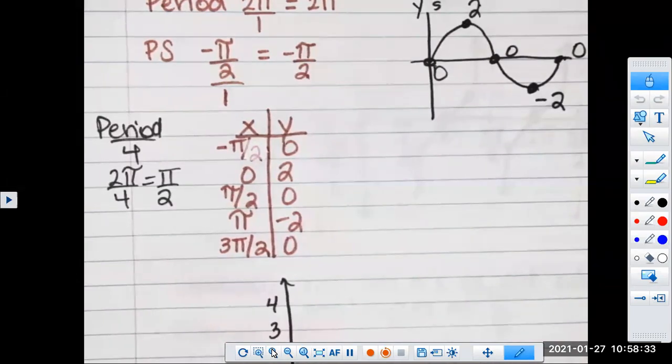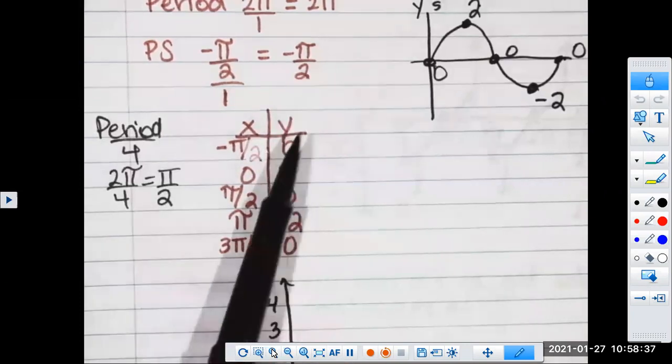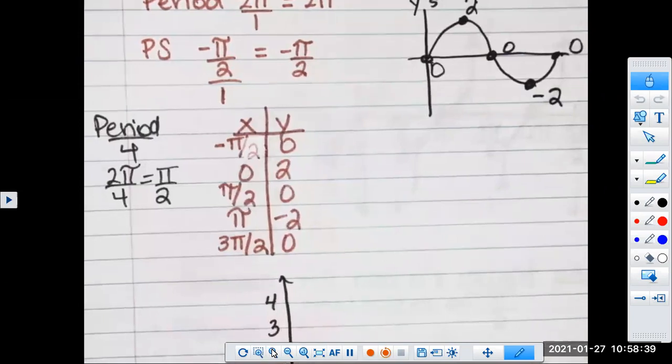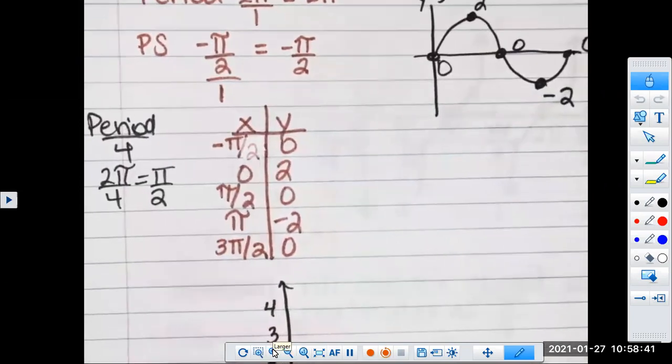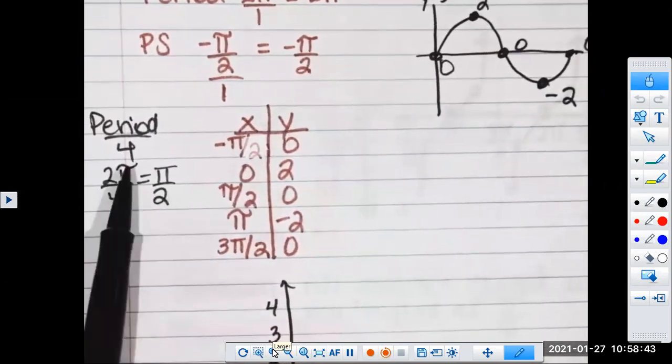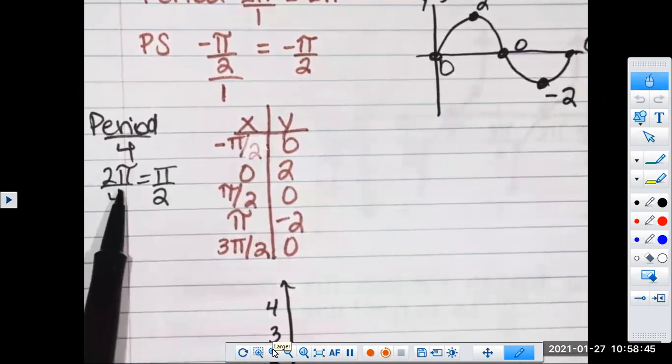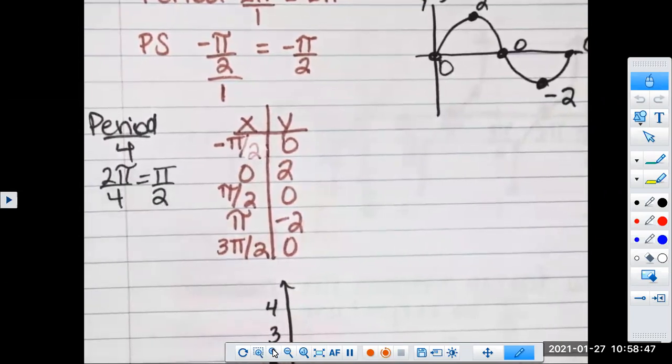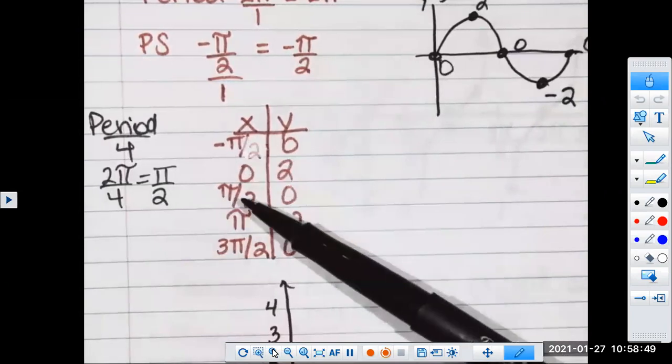All right, to help us get our x values, there is a phase shift, so that's your first x, -pi/2. Take your period, which was 2 pi, divided by 4, you get pi/2. That's the interval you're adding to each x value.